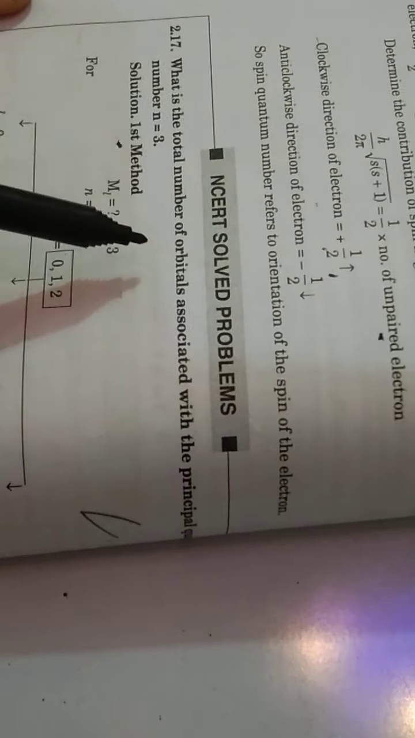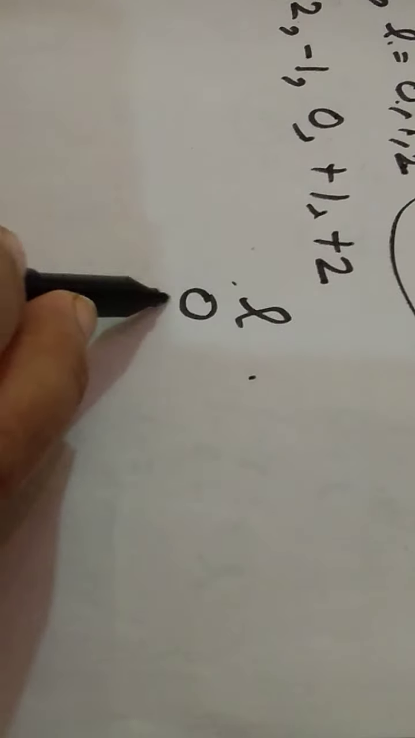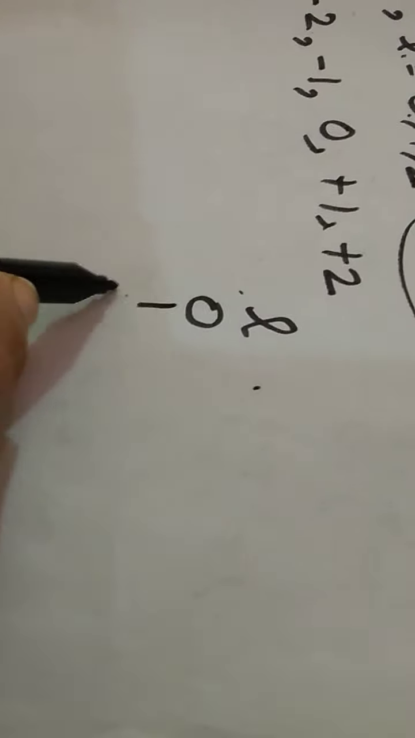Using SPDF notations, describe the orbital with the following quantum numbers. You have to use SPDF notation and tell which orbital is possible, children. n is equal to 2, L is equal to 1. Children, you just remember one thing. L, we have 0, 1, 2, 3, and for these the orbitals are S, P, D, F.